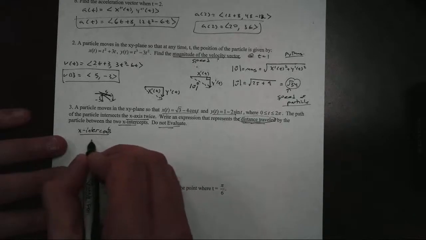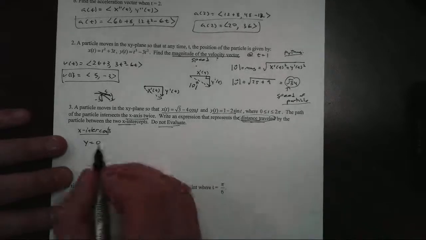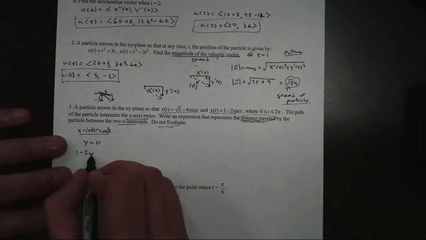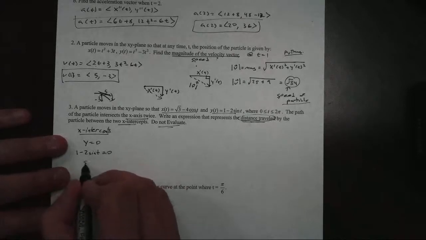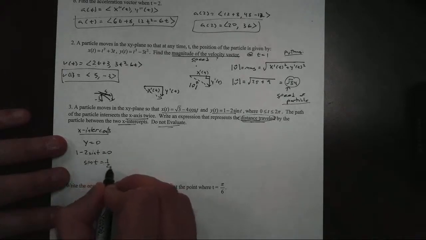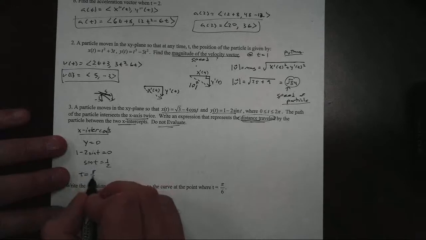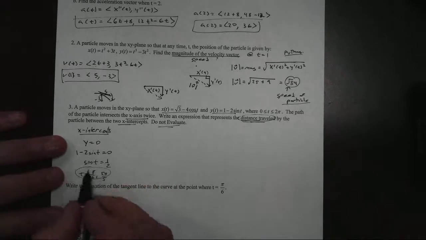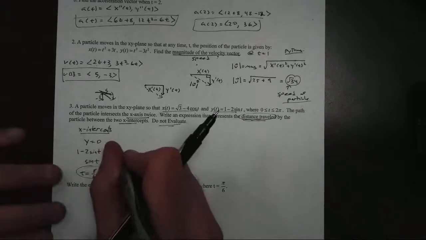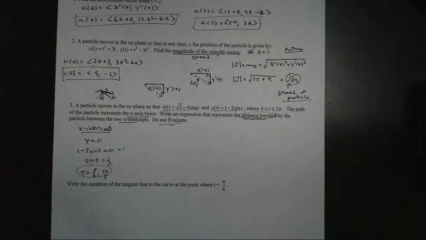From pre-cal, we know the x-intercepts occur where y is 0. So I take my y coordinate, 1 minus 2 sine of t, and set that equal to 0. Sine of t equals 1/2, so t is pi over 6 and 5 pi over 6. Now on the AP test, they're going to give you a point just for doing this. Boom, they're happy about that.